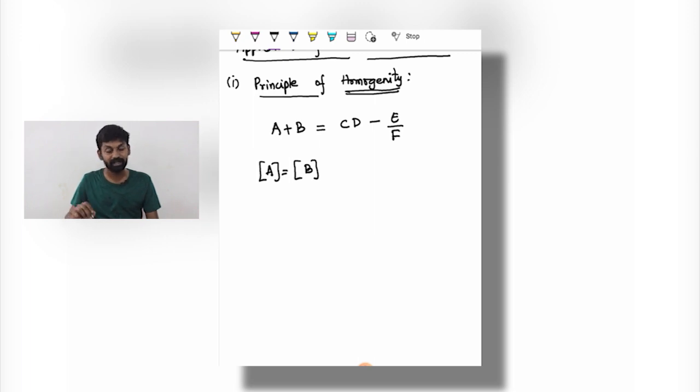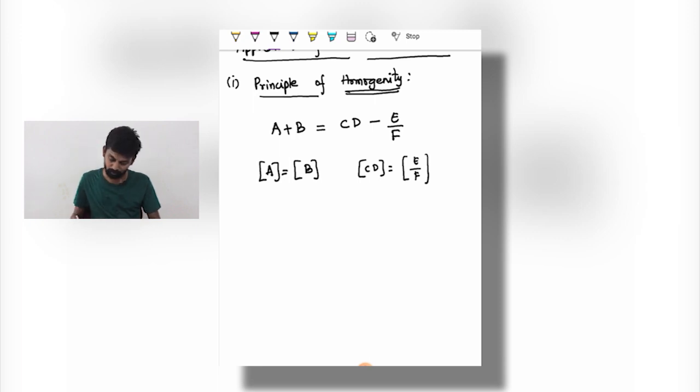Likewise here in the RHS we are subtracting CD and E by F. So the unit of CD should be equal to the unit of E by F. Now take that single term CD. We are multiplying two physical quantities C and D. Multiplication does not have any restriction. You can multiply mass with velocity. You can multiply length with time. There is no restriction in multiplication or division. But here, since you are subtracting CD and E by F, both should have the same units.